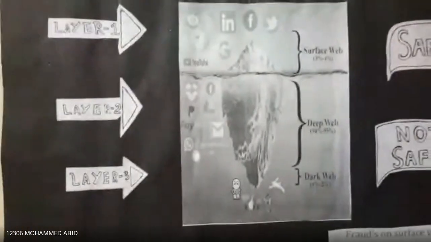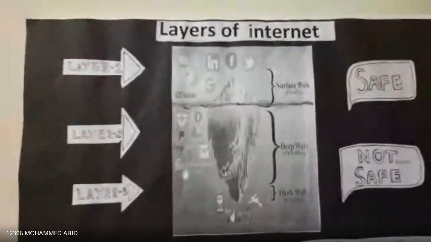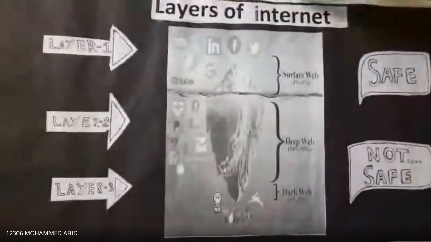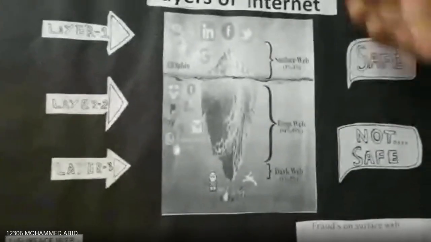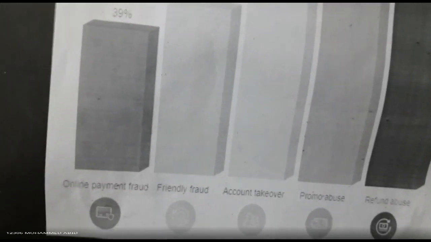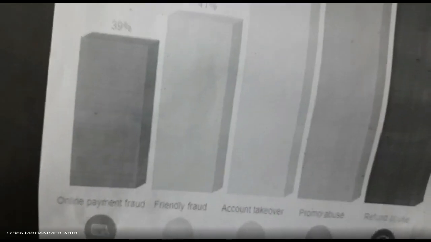And if you ask me, in short, what is the surface web? The surface web is that part of the internet which is readily available and easily accessible by everyone. Every general person can access the surface web. It's not hard to use and it is safe enough. But there are some frauds available on the surface web. Not many, but some frauds take place on it, so we should be careful. Some of these are online payment frauds, account takeovers, friendly frauds, etc.